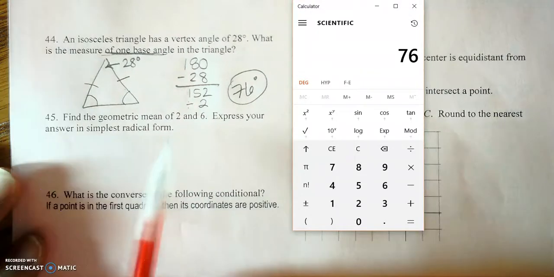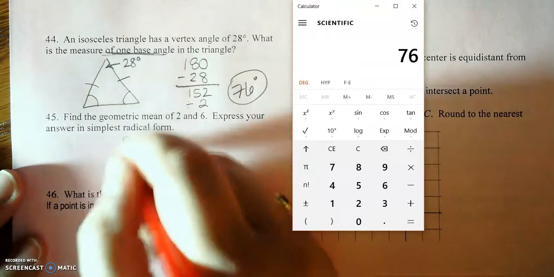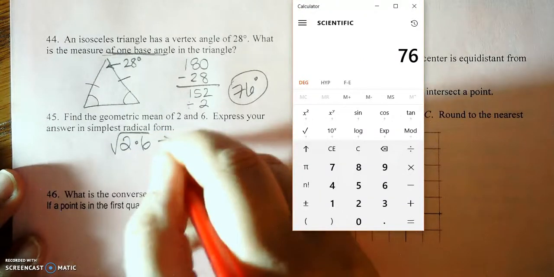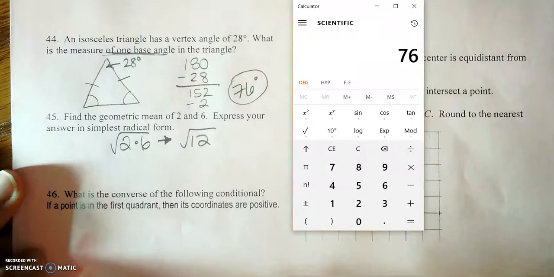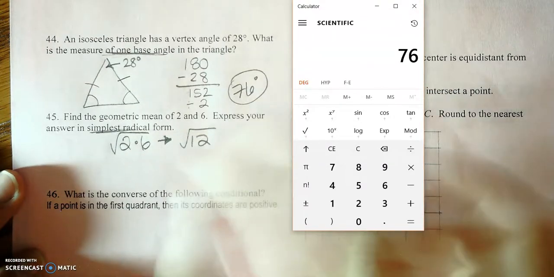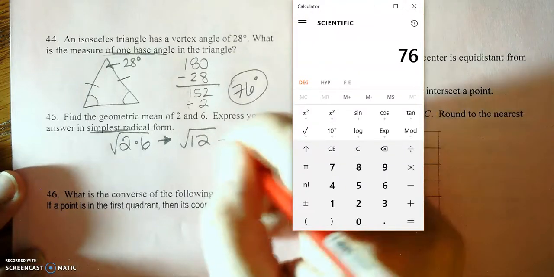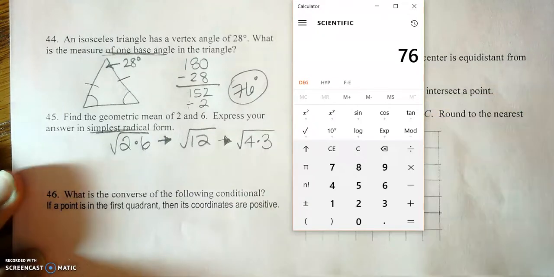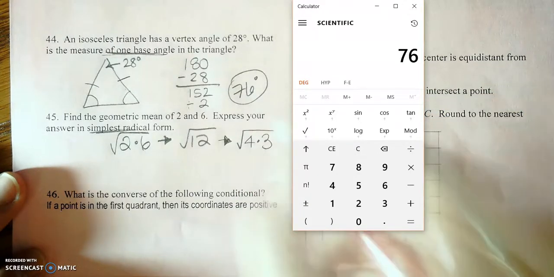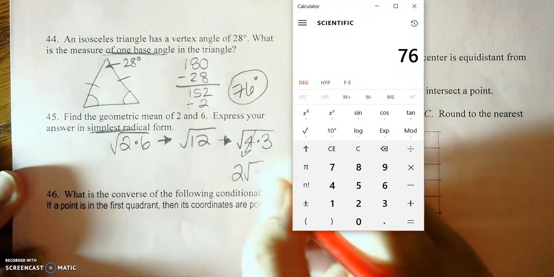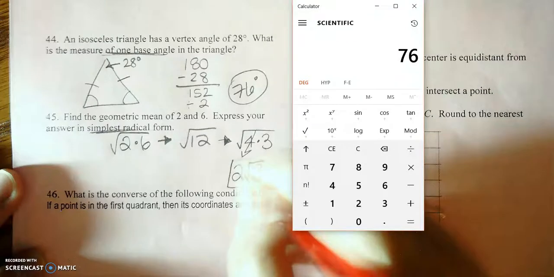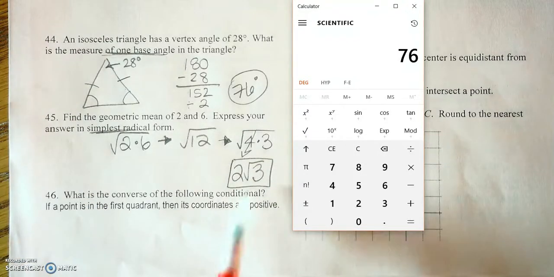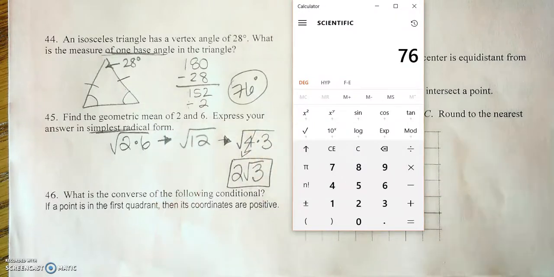For 45, geometric mean means you take the two numbers, multiply them together, and take the square root. So we're going to get the square root of 12. Now, this says we want to write our answer in simplest radical form. So use a factor tree, or if you prefer, use the biggest perfect square that will divide into 12. That's what I'm going to do. The biggest perfect square that will divide into 12 is 4. The square root of 4 is 2, so I can take that out from under the radical. 3 stays under the square root. So for geometric mean, you take the two values they give you, multiply them, and take the square root. If it's not a perfect square like it was here, we want to break it down into simplest radical form.